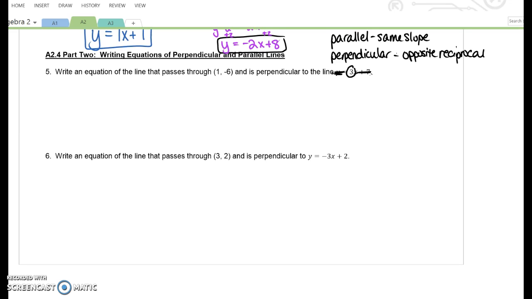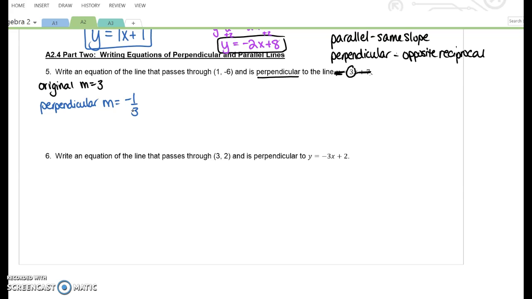Write an equation of the line that passes through the point (1, -6) and is perpendicular to the line that has a slope of 3. So our original slope is 3. What would be the perpendicular slope? Negative 1/3. Remember, opposite and reciprocal. If the original is positive, the perpendicular slope needs to be negative. Take that 3, change it into a fraction by putting it over 1, flip it to get 1/3.